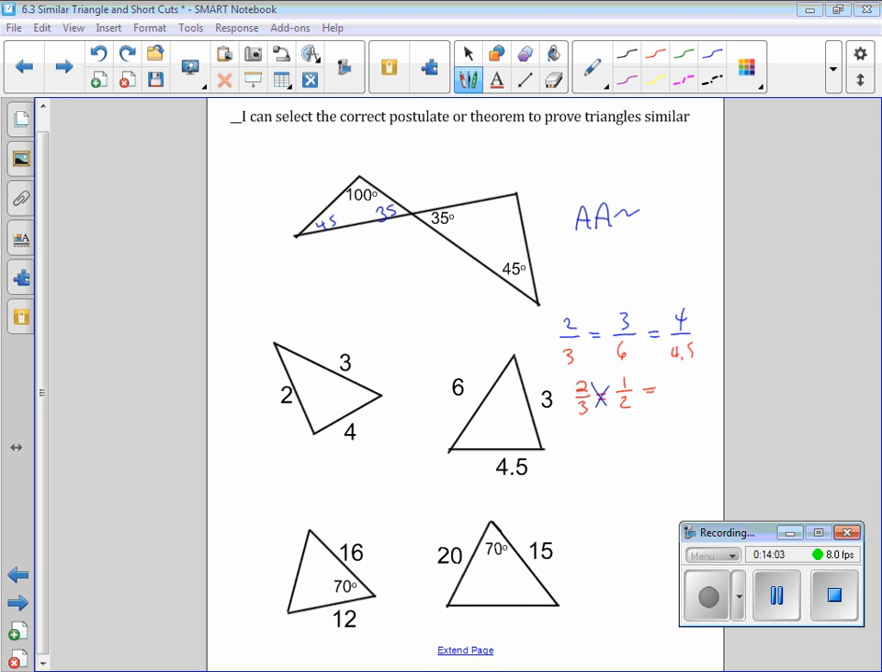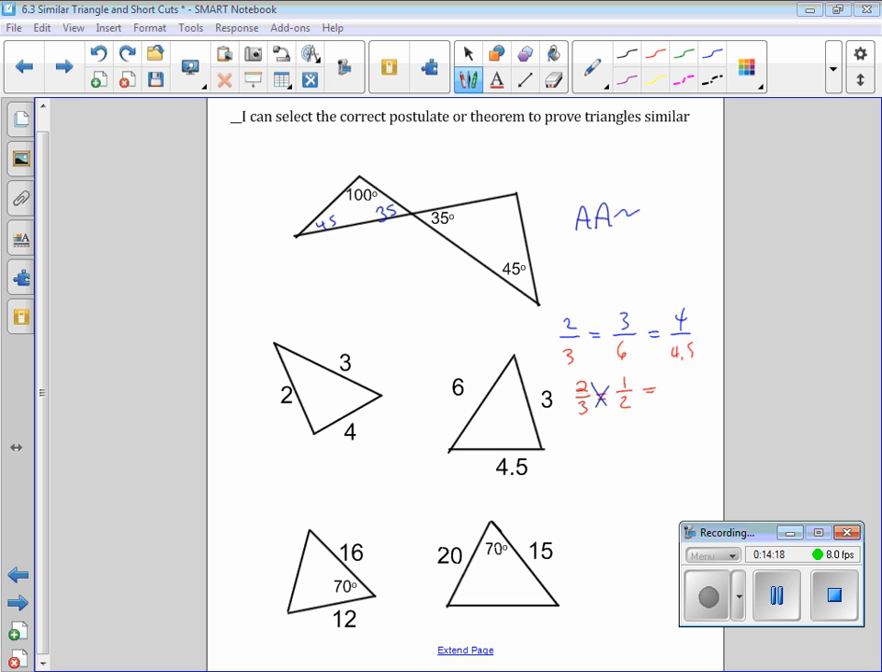So the first one is the angle-angle similarity. I went and found one of the other angles. I know that the 35 is going to be vertical, and that's good. The other one's 45, so now I have two angles. I could care less about the third one. And by angle-angle similarity, those two triangles are similar.